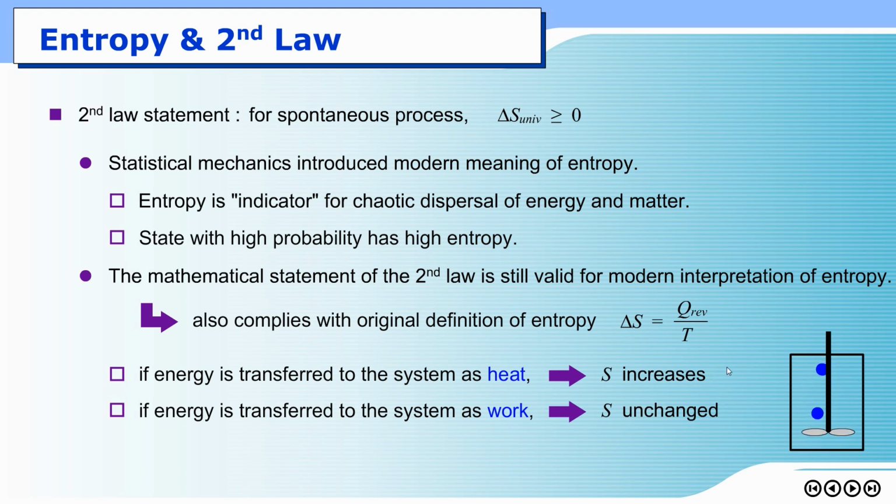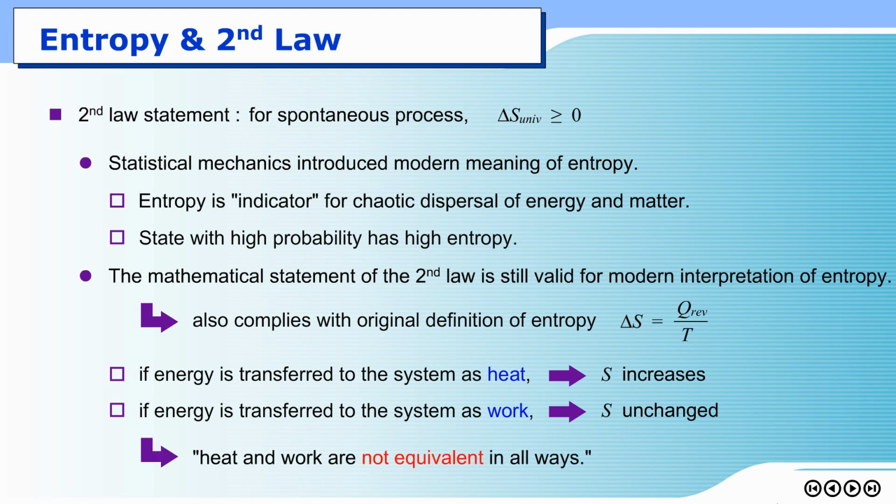So these two statements are again consistent with the second law that heat and work are not equivalent. So entropy here can tell the difference between heat and work. One makes entropy change, the other one does not. They are not equivalent, just like what we mentioned in part 1 of this lecture 4a.